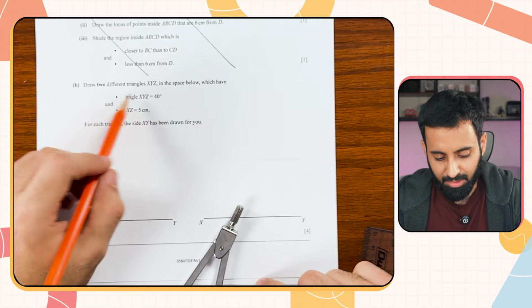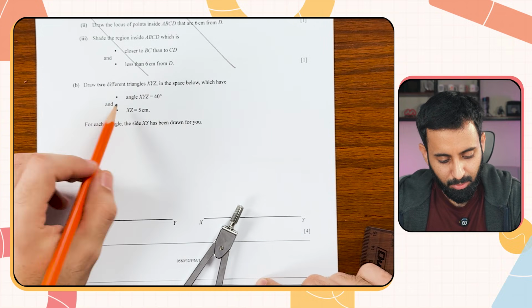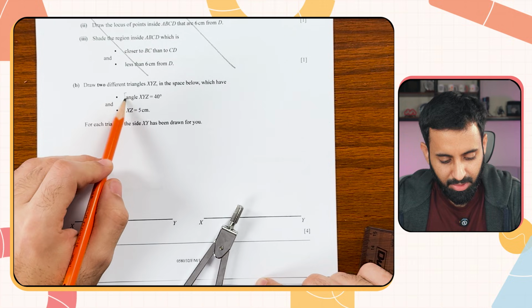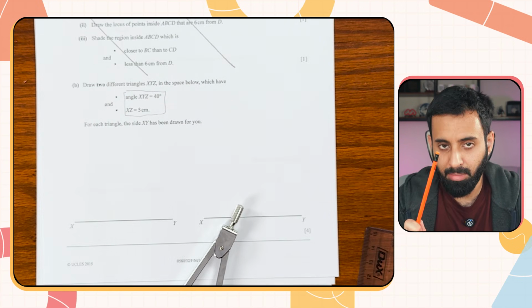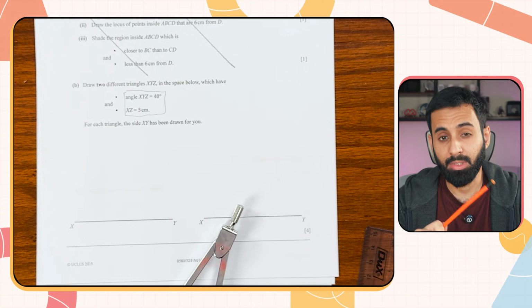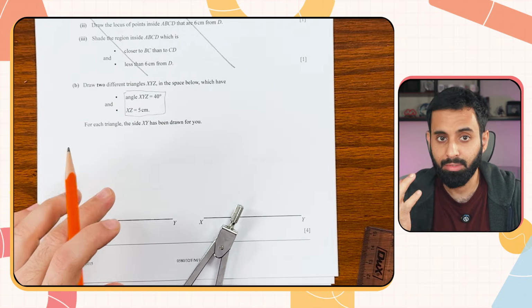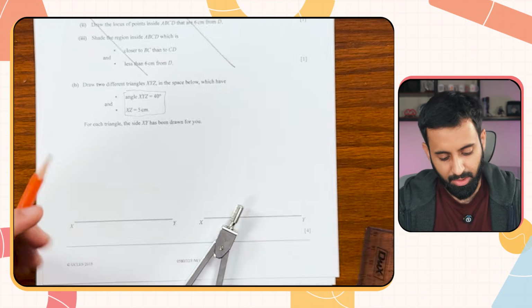Draw two different triangles, XYZ, in the space below, which have angle XYZ equals 40 degrees and XZ equals 5 centimeters. Now, interesting, we're given the same piece of information, and using the same piece of information, we're supposed to make two different triangles. How does that work? Let's find out.